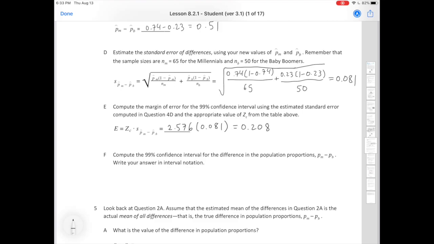Now we're going to compute the 99% confidence interval for the difference in the population proportions PM minus PB. Remember, first we do PM hat minus PB hat minus E, and then PM hat minus PB hat plus E. So what would that give us? Remember we got 0.51, so it's 0.51 minus 0.208, and then 0.51 plus 0.208. If you do 0.51 minus 0.208, we get 0.302. If you do 0.51 plus 0.208, we get 0.718.